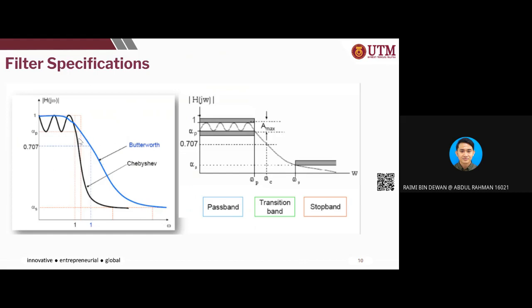Okay, here we introduce the term roll off. Okay, if you can see, Chebyshev has faster roll off, which is much steeper than our Butterworth. Chebyshev has faster roll off, has steeper.